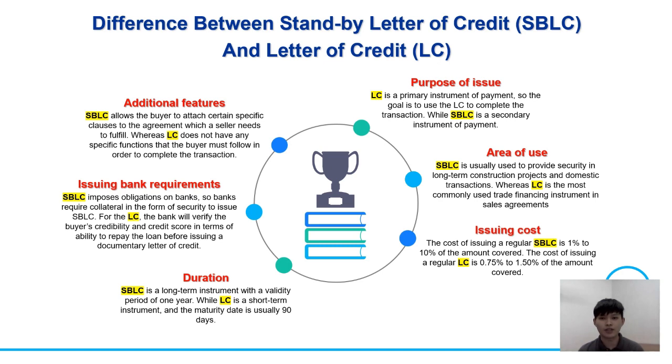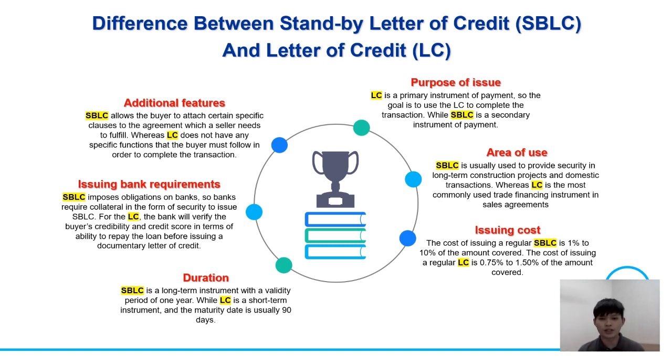The second difference is the requirement by issuing bank. SBLC imposes obligation on banks, so banks require collateral in the form of security to issue SBLC. For the LC, the bank will verify the buyer's credibility and credit score in terms of ability to repay the loan before issuing a documentary letter of credit. So, the letter of credit is usually unsecured.